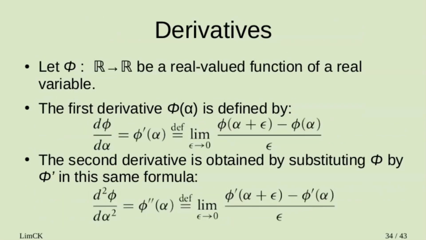Derivatives. We move to a new topic. Let's say phi is a real valued function of a real variable. That means phi is a function that maps from a real variable to some real value. Both are real numbers. If this is the case, we can find the first derivative of phi, commonly written as dphi. Let's say the variable in phi is s, so phi is a function of s. Then we can write dphi/ds.